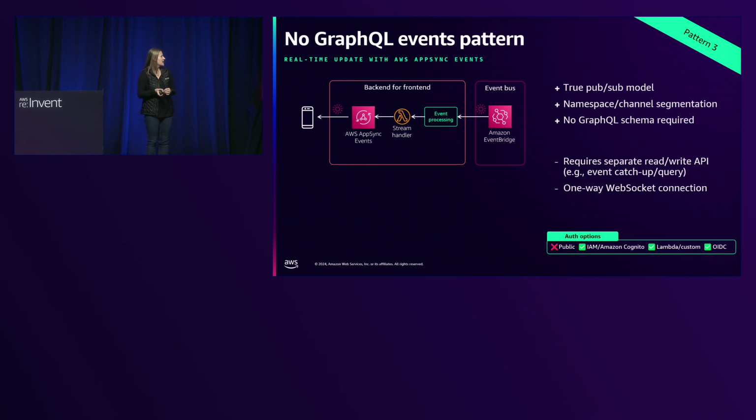So from the trade-off side here, this is really a true pub-sub model, right? We no longer have the GraphQL schema requirement. We have real power in how we segment out the messages and events that we're sending. We use channel namespaces, which we're going to talk a little bit about in more depth, but essentially just think of these as logical constructs to organize your events and your messages that are passing through your API.